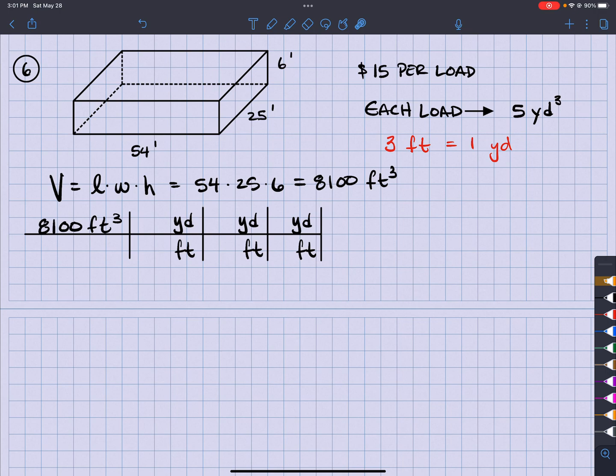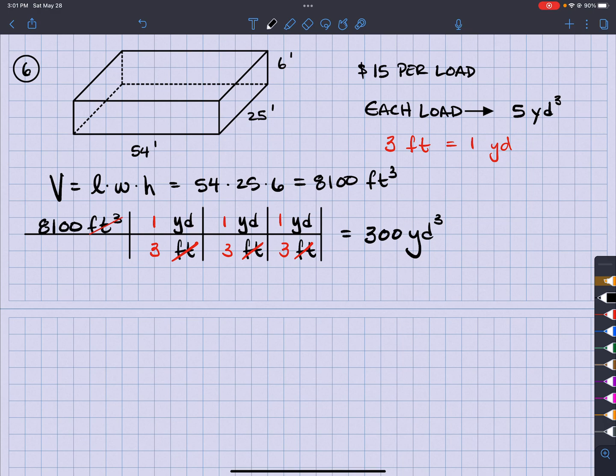Well, how many feet is in the yard? 3 feet is 1 yard, 3 feet is 1 yard, and 3 feet is 1 yard, right? And what we know is that the cubic foot and the foot would cancel out. So what I'm going to have here is 300 cubic yards.